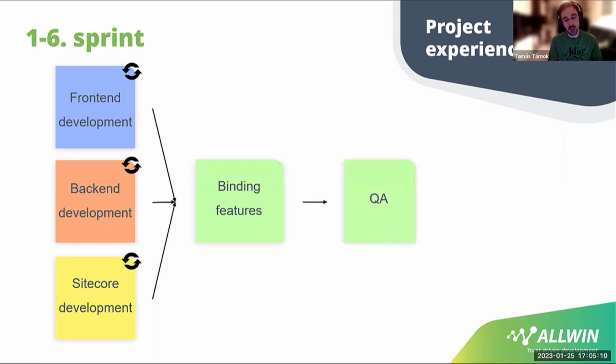Of course, when we bound the features together, we had to do a real QA, because until this point, a feature was basically not done because there were too many dependencies. So the QA followed the sixth sprint, and then the UAT.